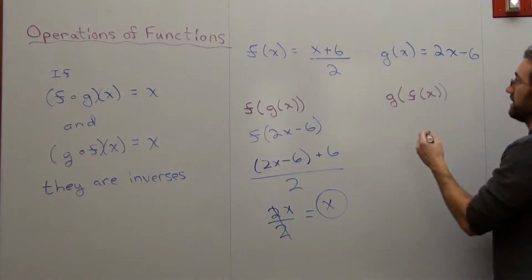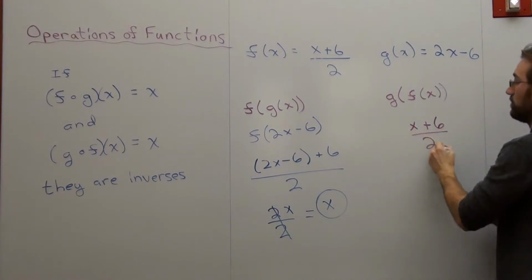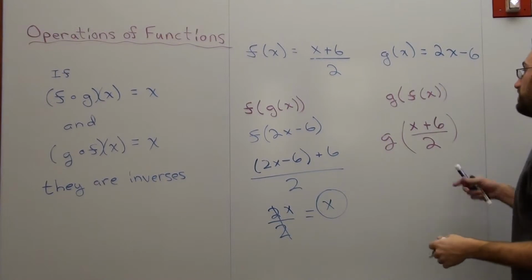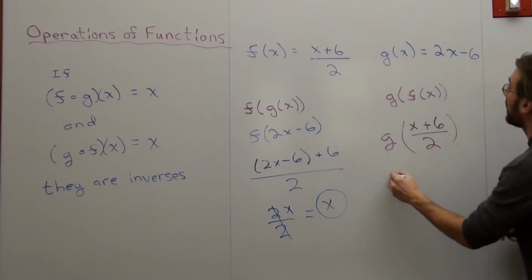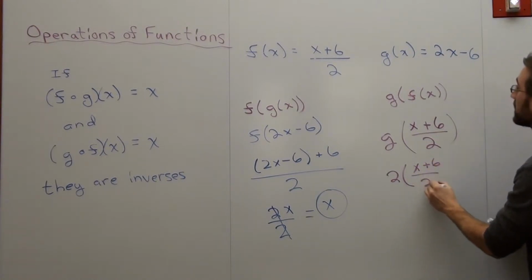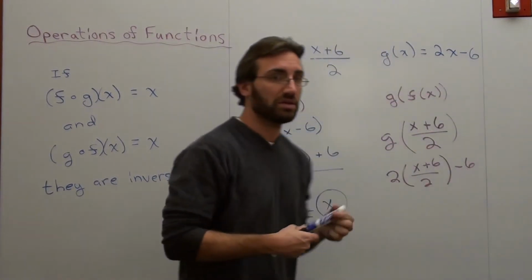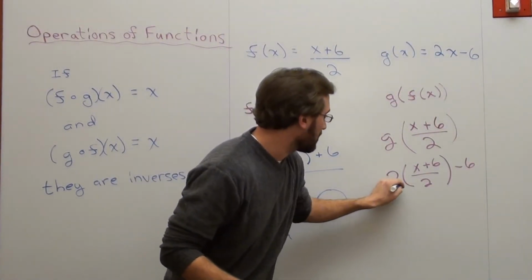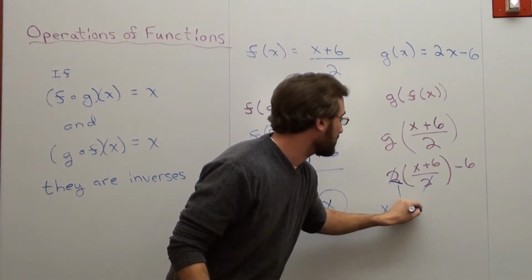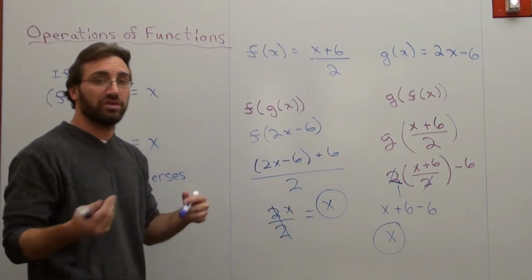So my f of x is x plus 6 over 2. So for every x I see, I better put it into here. So I've got 2 times x plus 6 over 2 minus 6. That's the same thing as 2 over 1. The 2's cancel. I'm left with x plus 6 minus 6. It's equal to x. So that's another way to prove if something's an inverse.